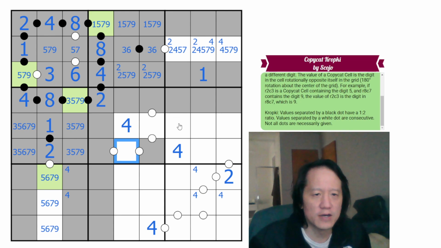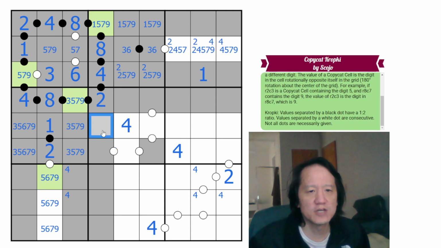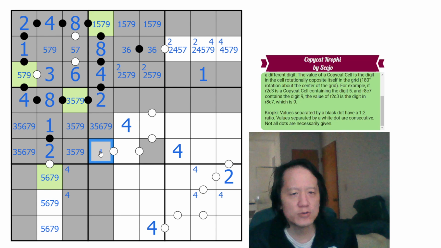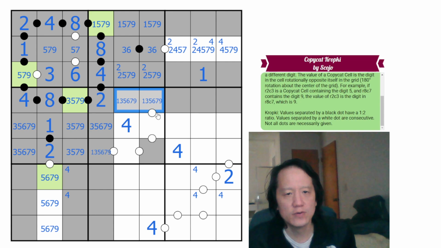What values do we have here? This can't be 1, 2, 4, 8, so therefore this is what? 3, 6, 5, 6, 7, 9. This is 1, 3, 5, 6, 7, 9. These are 1, 3, 5, 6, 7, 9.